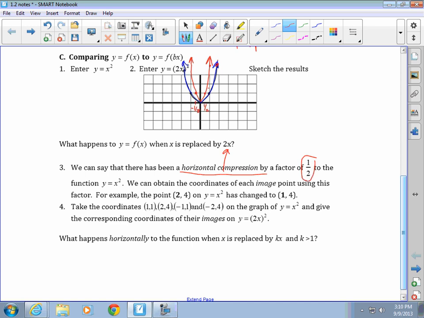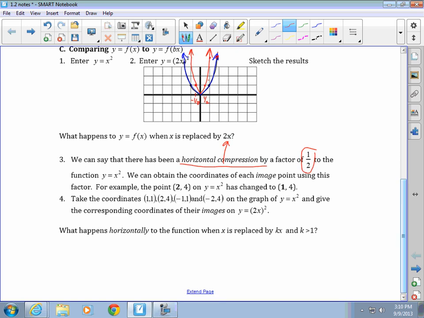So this one here, if we take these coordinates they gave us and try to find their images on the y equals 2x squared graph, then we're going to take each one of the x coordinates and either think of it as multiplying by 1/2 or dividing by 2. It's the same thing.